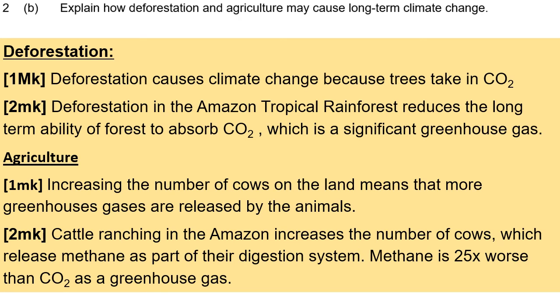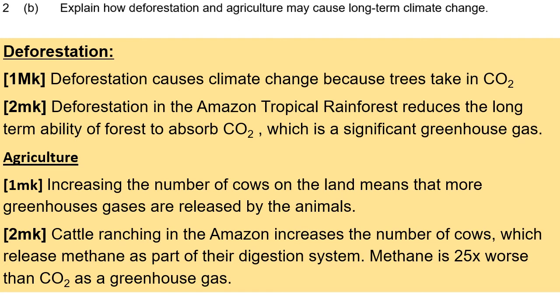So a simple mark might be, deforestation causes climate change because trees take in CO2. The 2nd mark would be deforestation in the Amazon, so we've named a place, and tropical rainforest, so we've named the biome. Amazon tropical rainforest reduces the long-term ability of the forest to absorb CO2, which is a significant greenhouse gas. Agriculture. Increasing the number of cows in the land means there's more greenhouse gases that are released by the animals. That's a simple point, that's 1 mark.